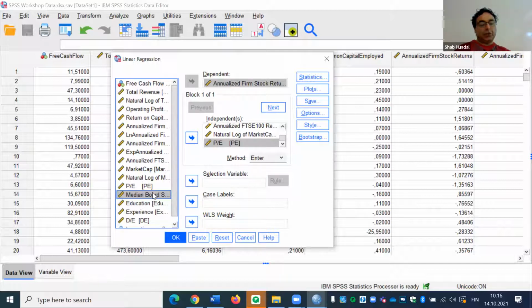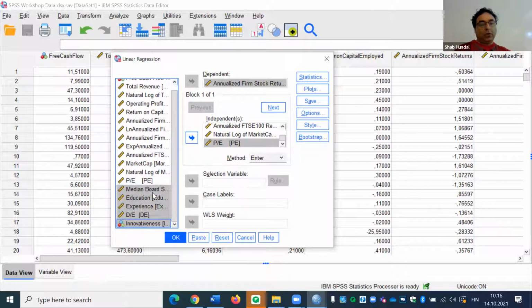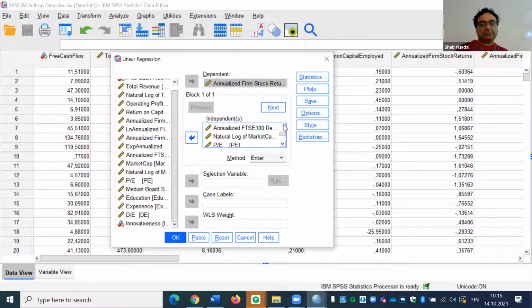And if I press shift, I can add all the variables together if they are all going to be the same. So I repeat, if I press shift and use the down arrow, I can select them and put them together. So now you can see that my theory says that all these variables have an impact on the firm stock return.